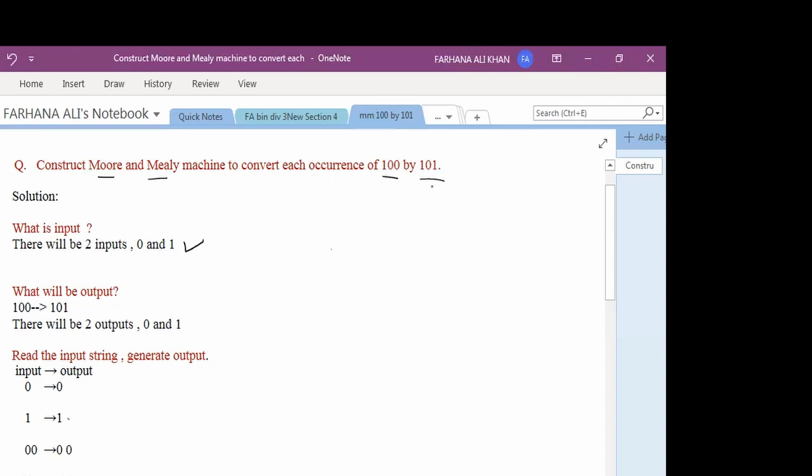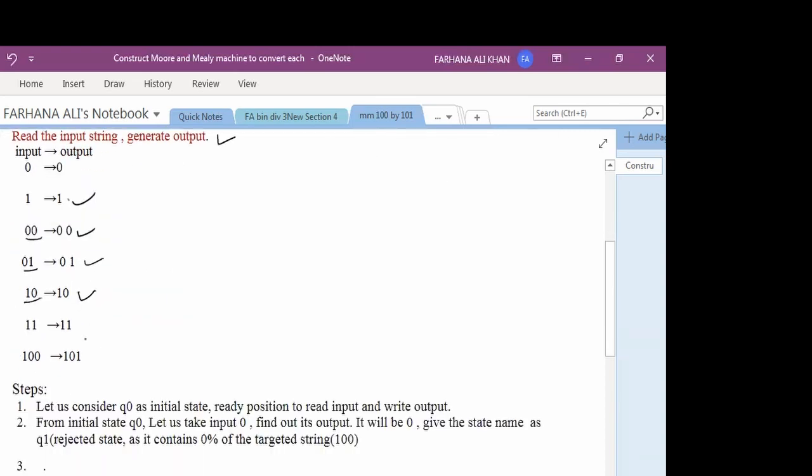Now what will be the output? Again the output consists of 1s and 0s, which is again binary output. So what we are going to do? We will start reading the input and generate the output. For the input 0, output will be 0. For input 1, output will be 1. For input 0 0, output will be 0 0. For 0 1, output will be 0 1. For 1 0, output will be 1 0. For 1 1, output will be 1 1.